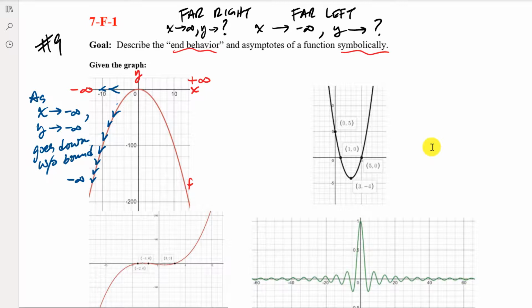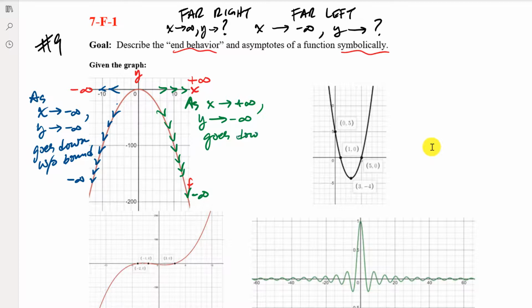Now on the other side of the fence, when you go to positive infinity, to the right, as x approaches positive infinity, the y values go down on this side as well. They also go down to negative infinity. So we say y approaches negative infinity, which is a fancy way of saying that it goes downward without bound.